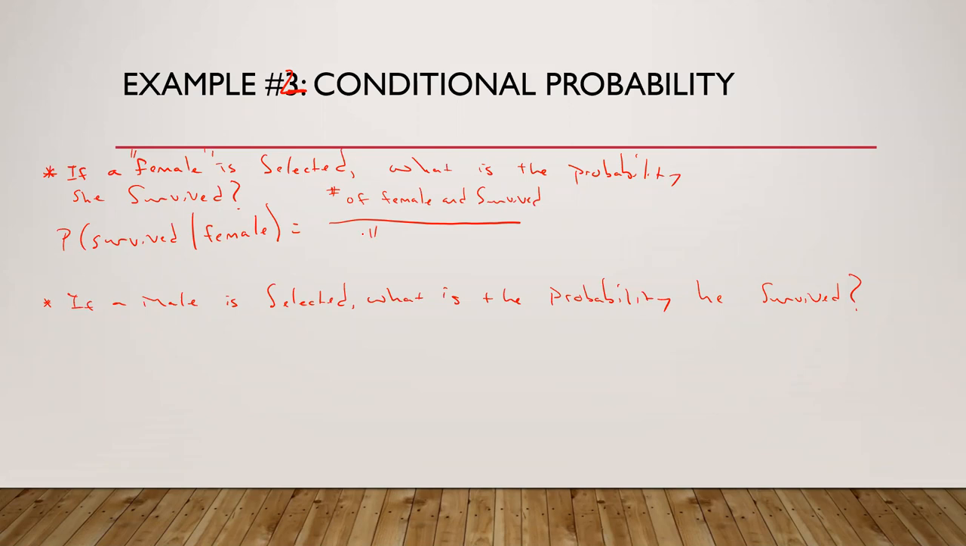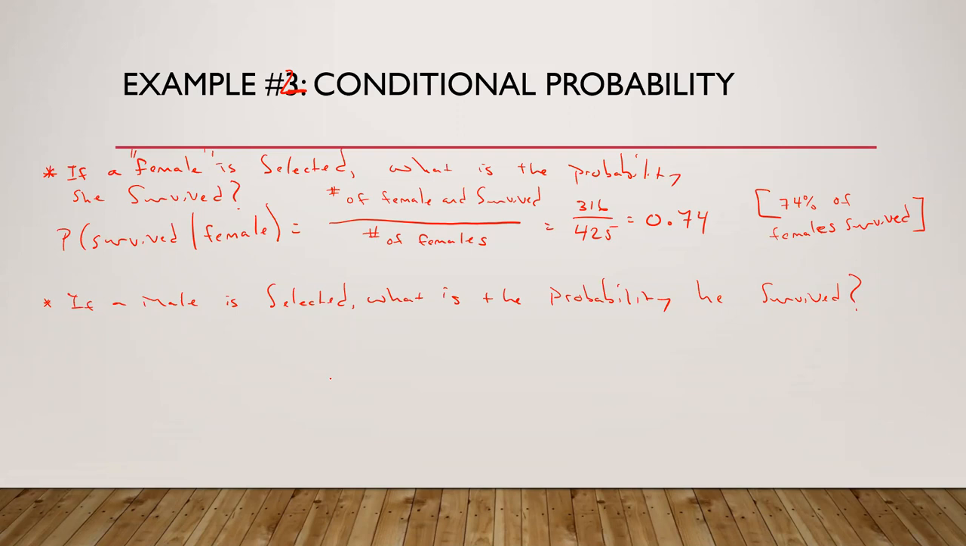Well, how many females survived the Titanic? And how many total females were there? If you take 316 divided by 425, I think you get 0.74. So 74% of females survived the Titanic. Okay, this is why Kate made it.